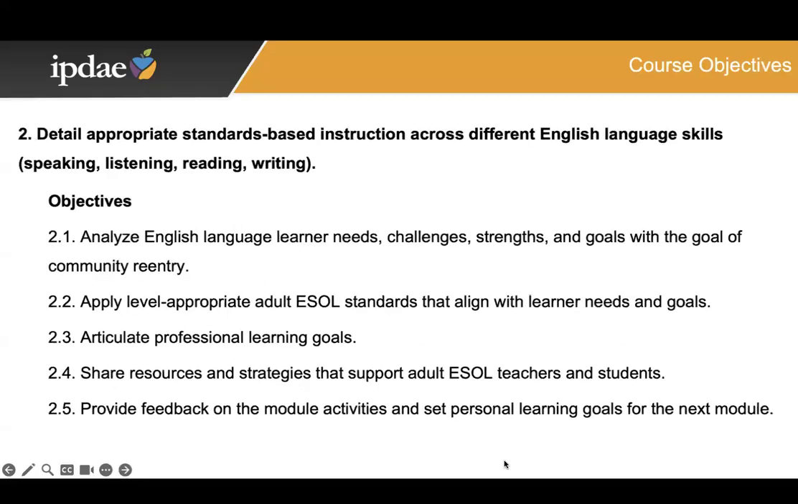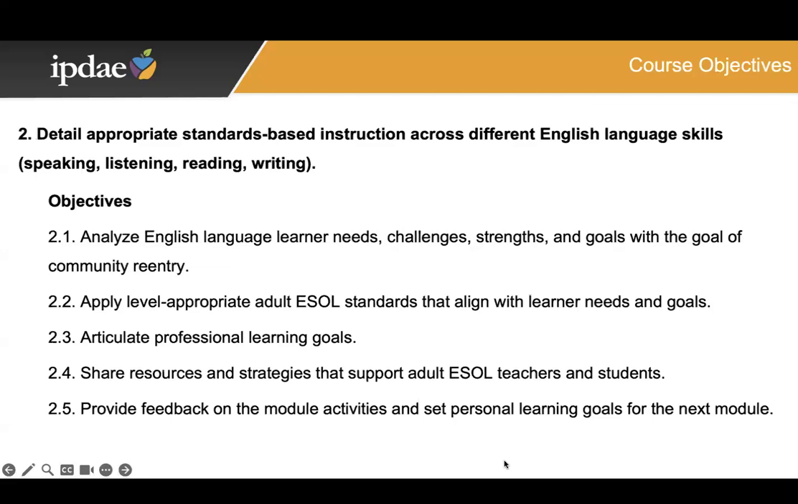Okay, moving on here to the next outcome and objective, detail appropriate standards-based instruction across different English language skills. We have objective 2.1, analyze English language learner needs, challenges, strengths, and goals with the goal of community reentry. So again, this applies an asset approach in lieu of a deficit approach to encourage course participants to identify these aspects of their students, to help guide instruction and to meet learner goals, increase motivation, and increase learner persistence.